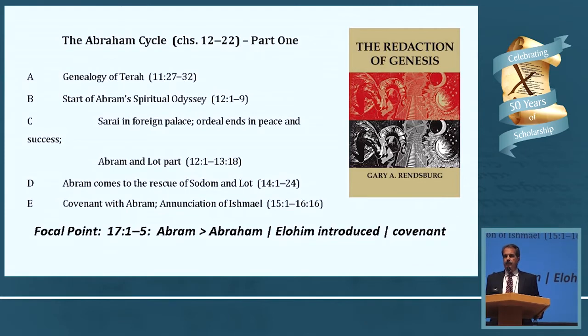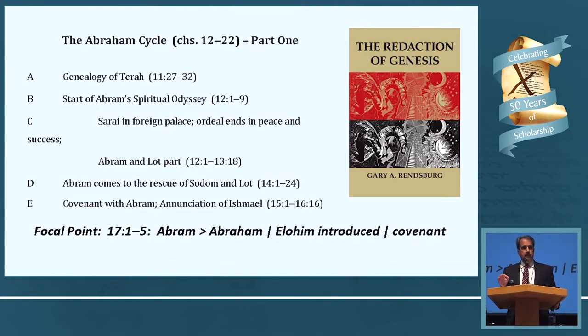In those first 5 verses of chapter 17, the name of God changes. In the first units, the first half of the Abraham cycle, we only have the name Yahweh, the 4-letter name of the Hebrew tetragrammaton, Yud-He, Vav-He, anglicized as Yahweh. And in chapter 17, the other name of God is introduced, Elohim. It doesn't appear earlier.